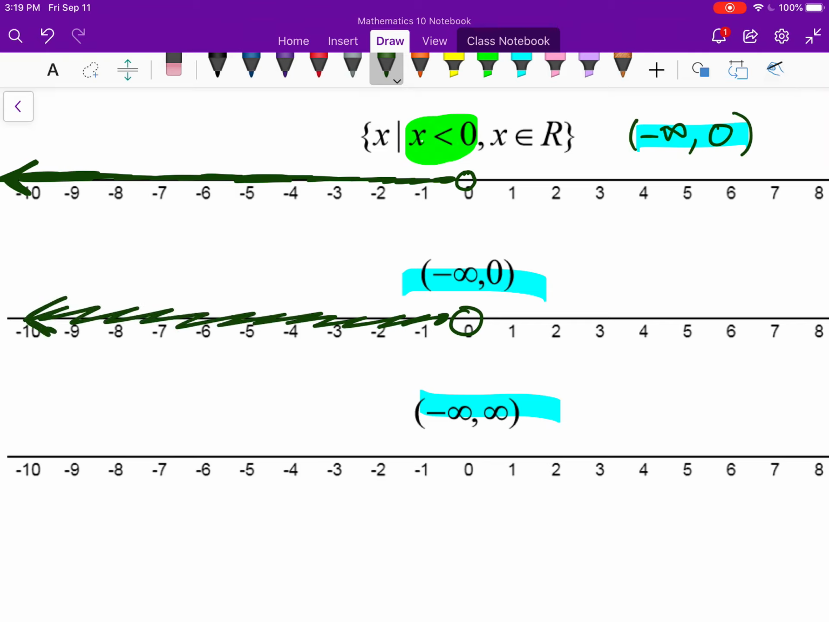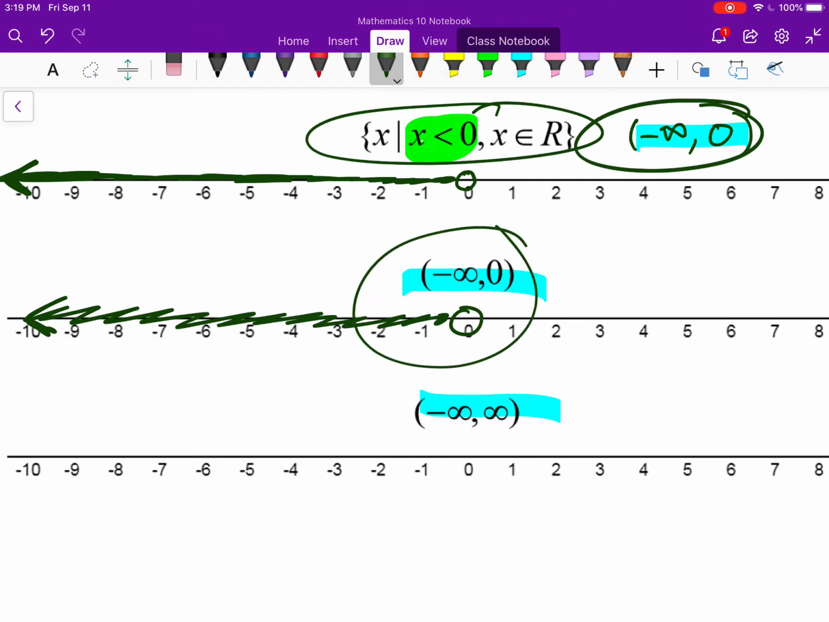All right? So again, these are all the same thing. They all mean the same thing. Effectively, all the negative numbers. That's what that really is. In words, I could say all negative numbers, because if we're not including 0, this is all the negative numbers.